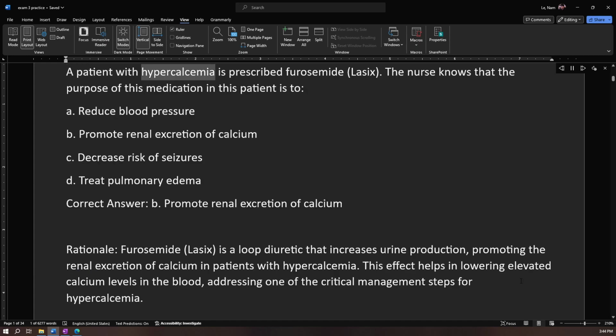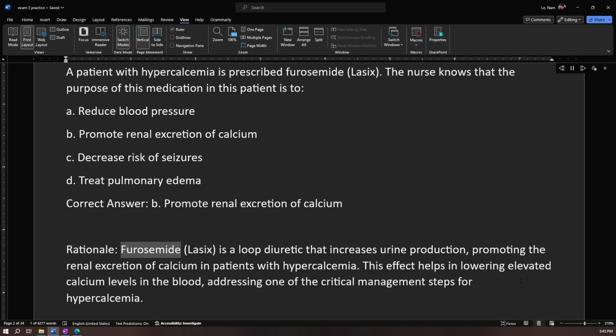A patient with hypercalcemia is prescribed furosemide, Lasix. The nurse knows that the purpose of this medication in this patient is to A. Reduce blood pressure. B. Promote renal excretion of calcium. C. Decrease risk of seizures. D. Treat pulmonary edema. Correct answer: B. Promote renal excretion of calcium.